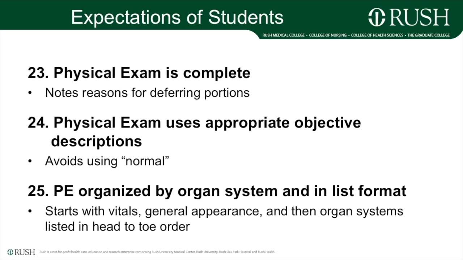The next 3 items will grade the physical examination. So the physical exam needs to be complete. If any of the exam is deferred, please note these reasons. 24, use objective descriptions to describe physical exam findings. Do not use the word normal. And then number 25, again, the exam should be in a list format, organized by organ system, starting with vital signs and general appearance, and then head to toe.